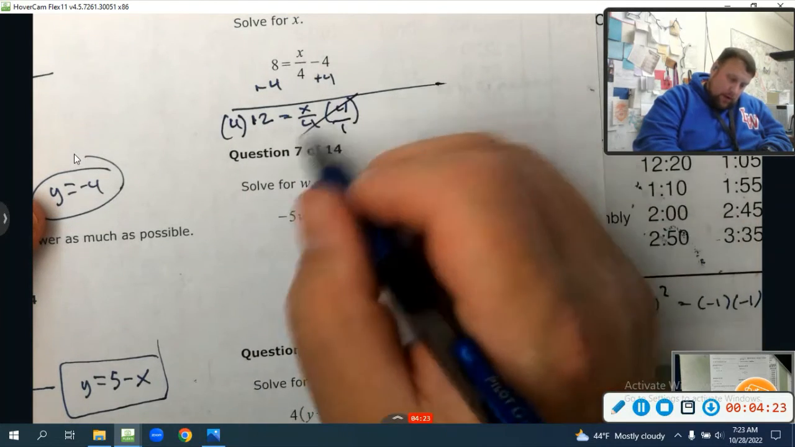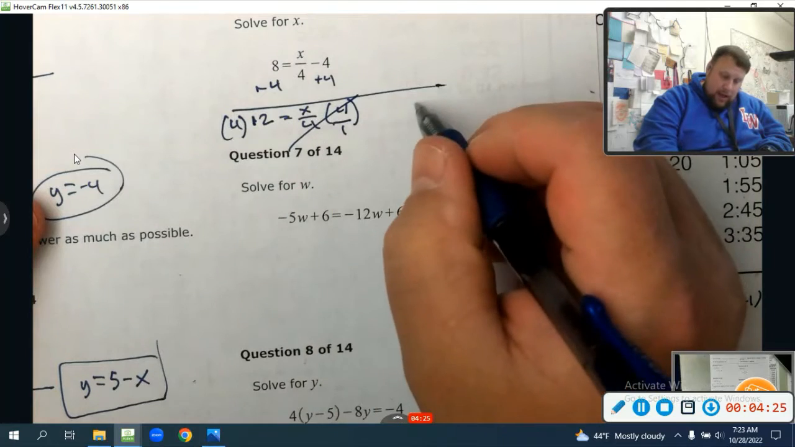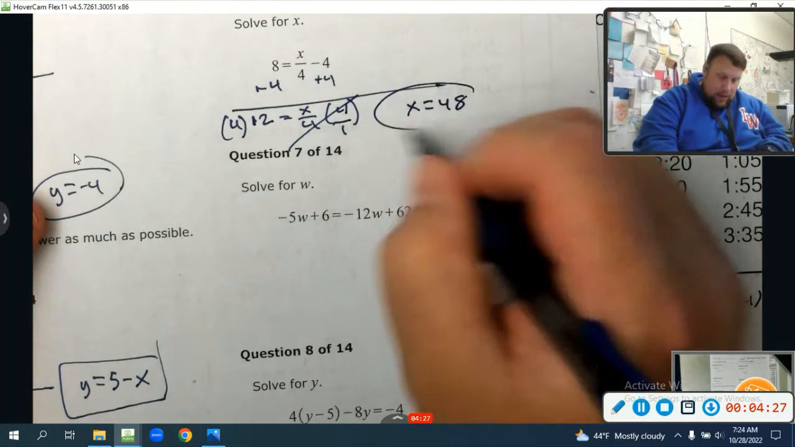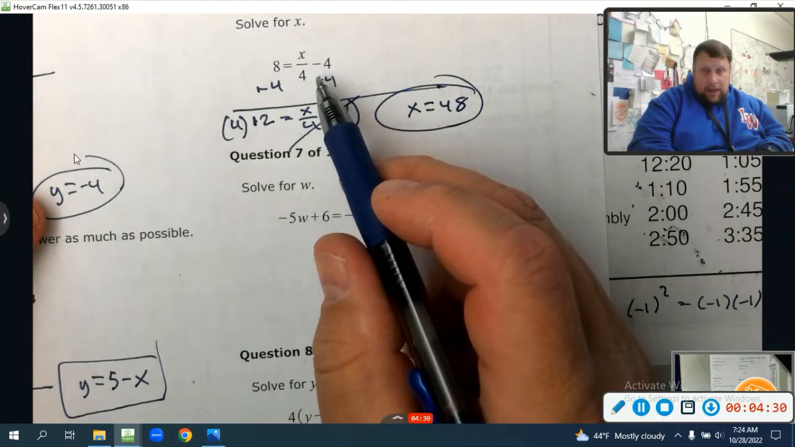Again, that can be over 1 if that helps you with spacing. 4 times 12 is 48. I get that x equals 48. By the way, you can always check this by plugging it back in, right?